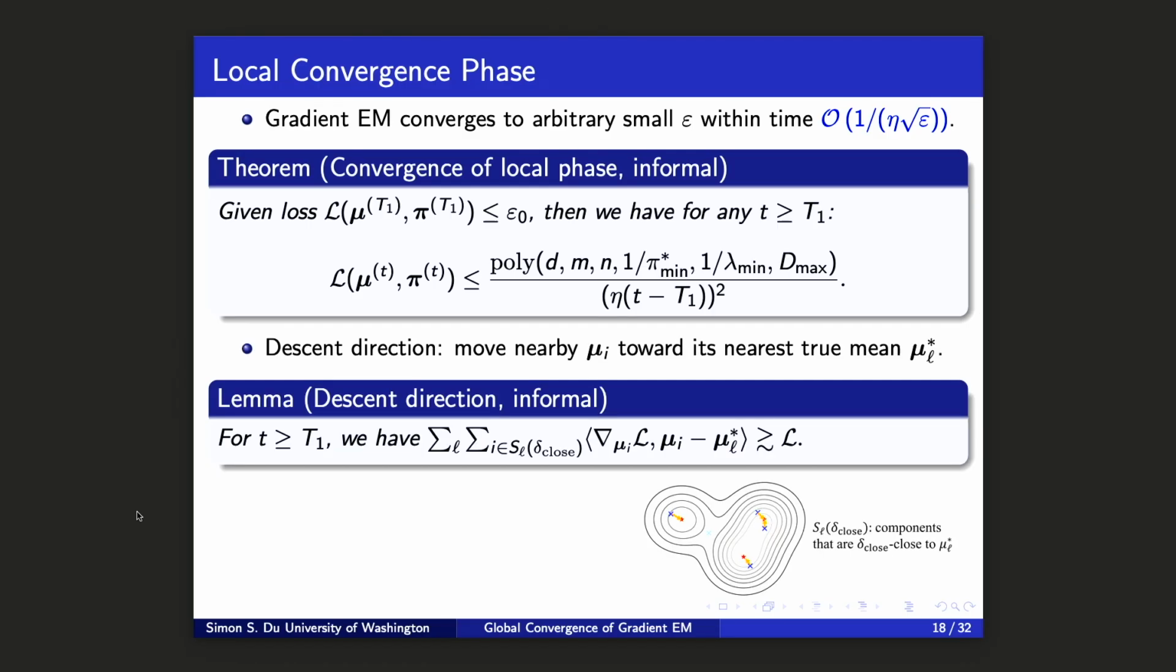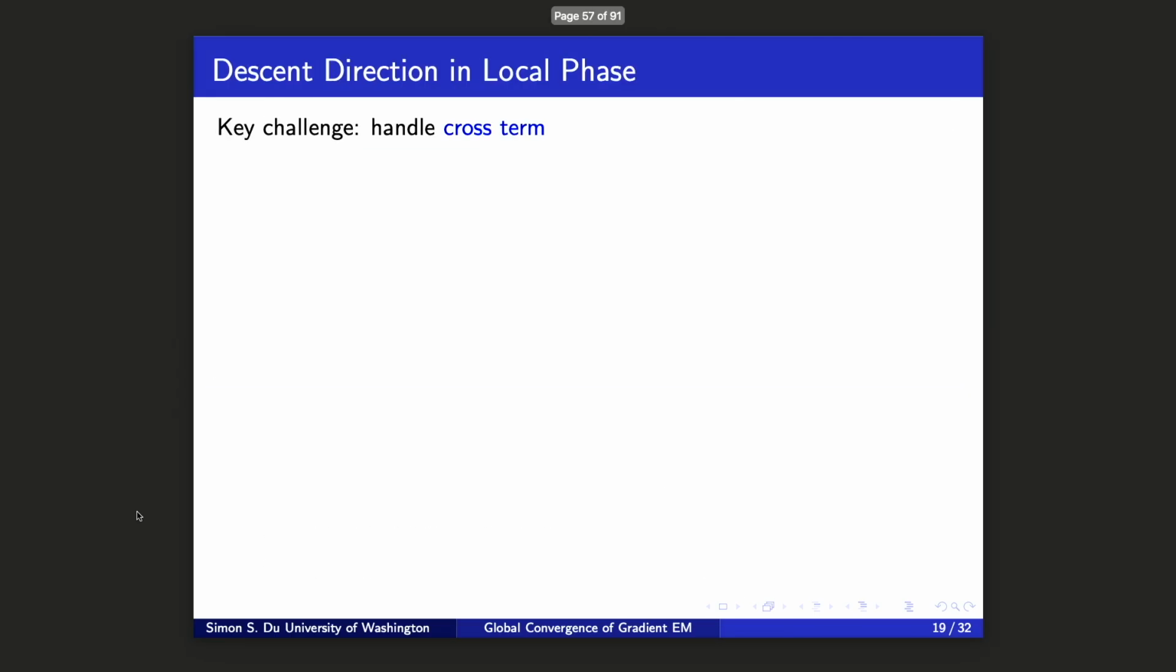Okay. The descent direction, we need a finer descent direction. We only consider those mu i's that are already very close to the ground truth. Because, let's say we have some mu i that is not close to any of the ground truth means. For those mu i's, their corresponding mixing weight pi i will converge to 0. So that's the intuition. But here we do a finer analysis. We just look at the mu i's that are already close to one of the ground truth means.